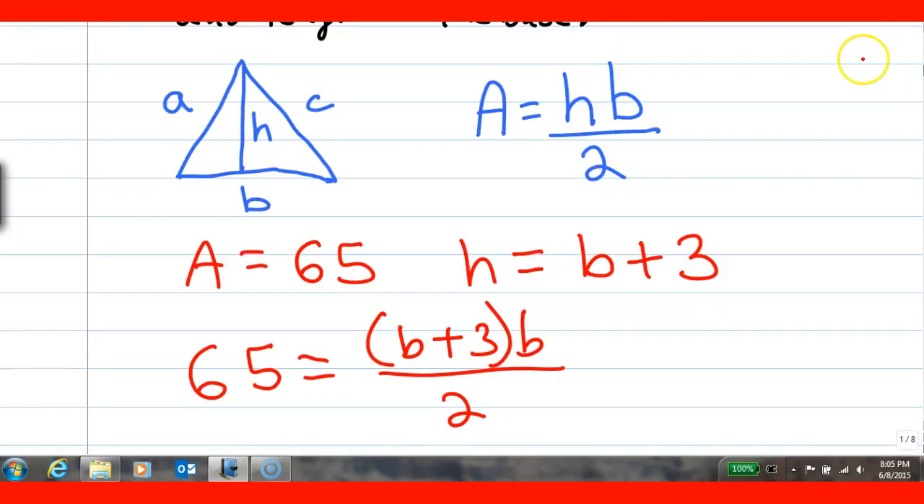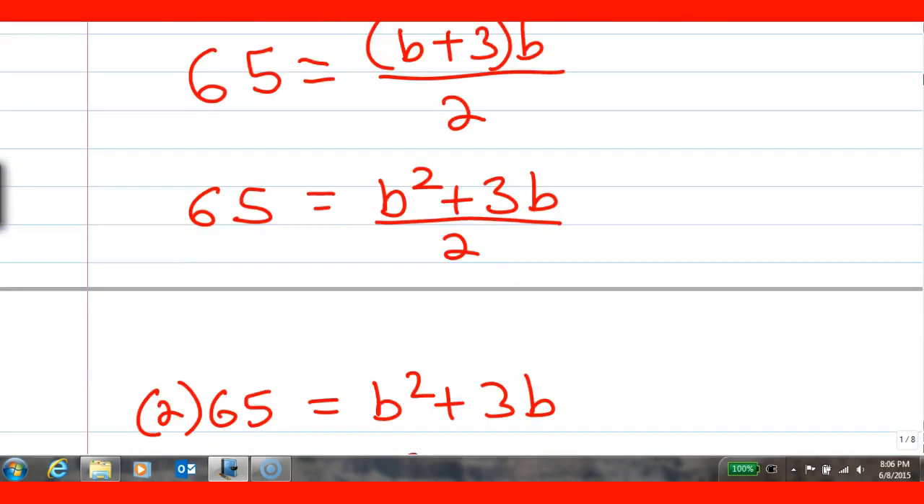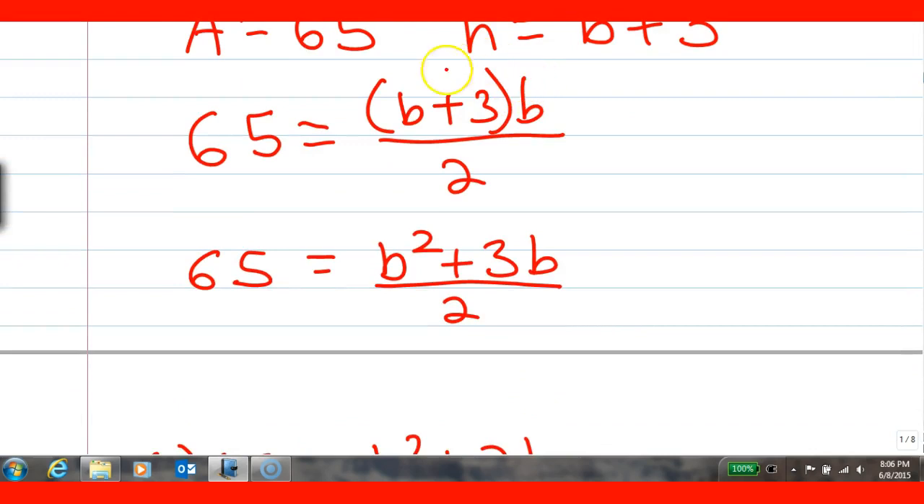With that information, we can now start plugging things into the formula a equals h times b over 2. We put in the 65 for the area, and for the height position, I'm going to plug in b plus 3 times b divided by 2. Now I have a formula with a single variable to solve for. I'm going to distribute this b into the parentheses, so I end up with b squared plus 3b over 2.